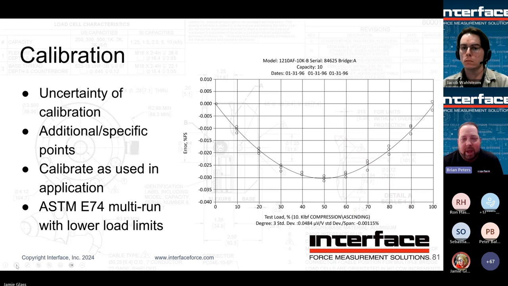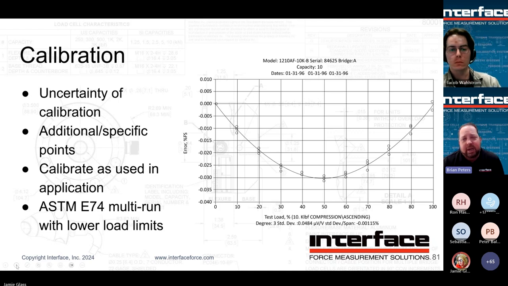Most of that stuff probably won't matter anymore. Maybe hysteresis, I guess, if you're cycling. But again, you can get better uncertainty through your calibration. We recommend that if you have the ability to calibrate in-house, you calibrate in situ as much as possible, or using fixtures that you would use in your setup.